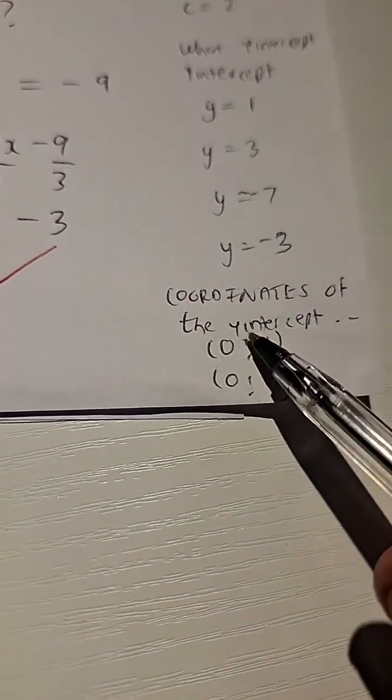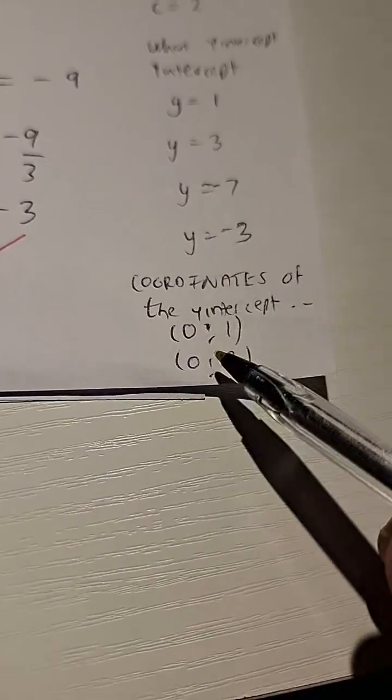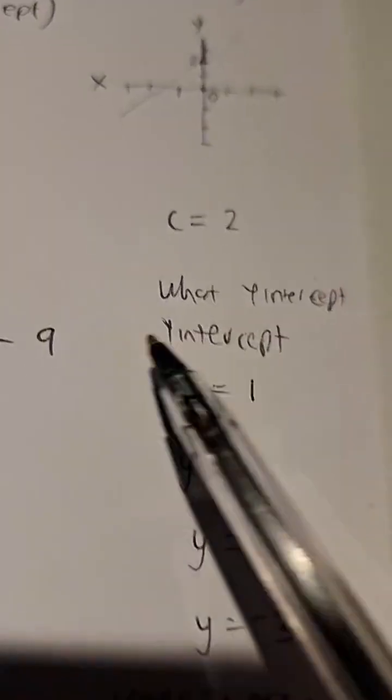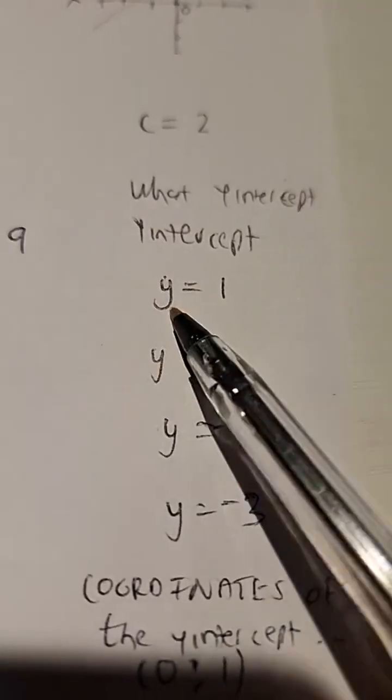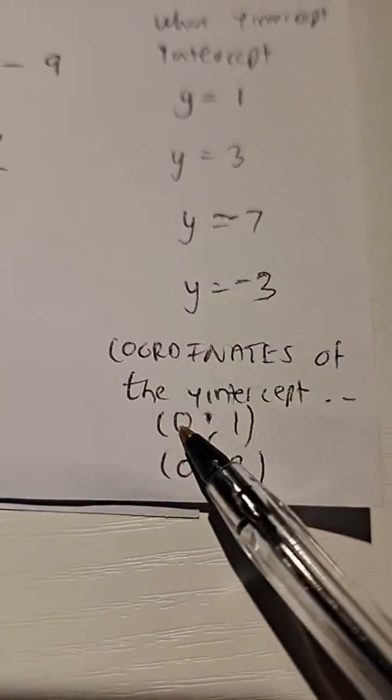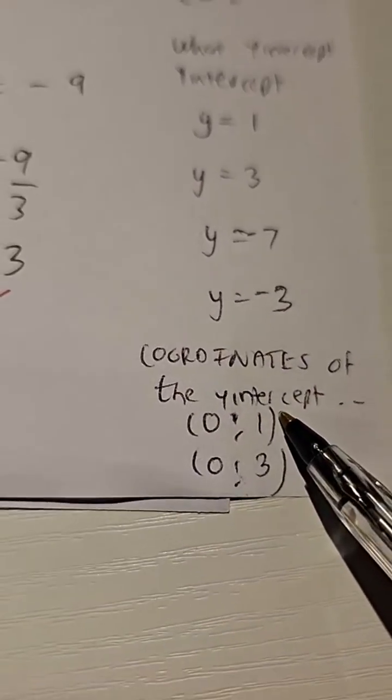So let's not forget that when we say coordinates, we need to write coordinates. If they simply ask us what is the y-intercept, then we write y is equal to whatever value. But if they ask what are the coordinates of the y-intercept, we write the coordinates. Okay?